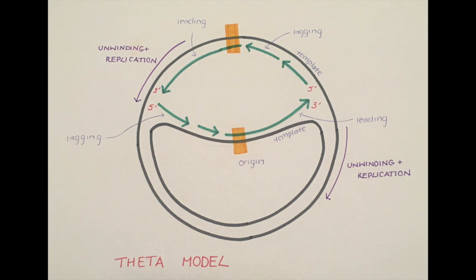DNA is anti-parallel, so as the two strands unwind, one of the template strands, shown here in black, gets exposed in the 3' to 5' direction. With the help of DNA polymerase, this permits the new strand, shown in green, to be synthesized continuously, making this the leading strand.